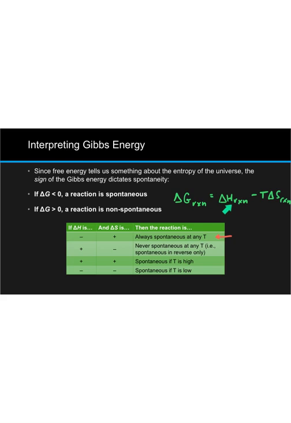An endothermic reaction, one where delta H is positive, can be spontaneous only if delta S is positive and the temperature is high. A positive number minus a positive number is only negative when this term on the right-hand side is big. At high temperature, an endothermic reaction is spontaneous if and only if our entropy is positive.